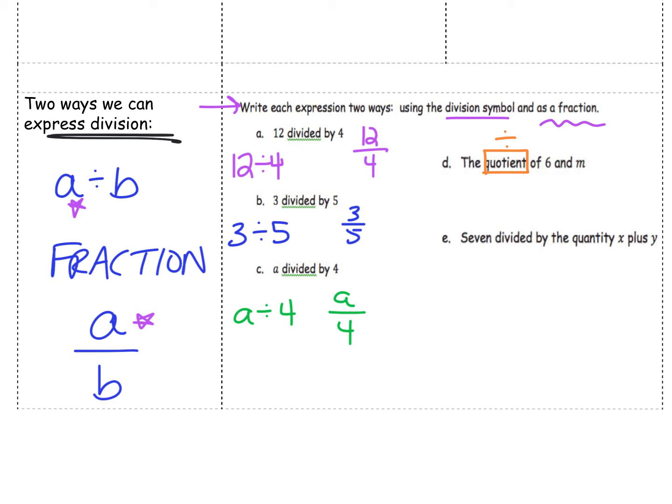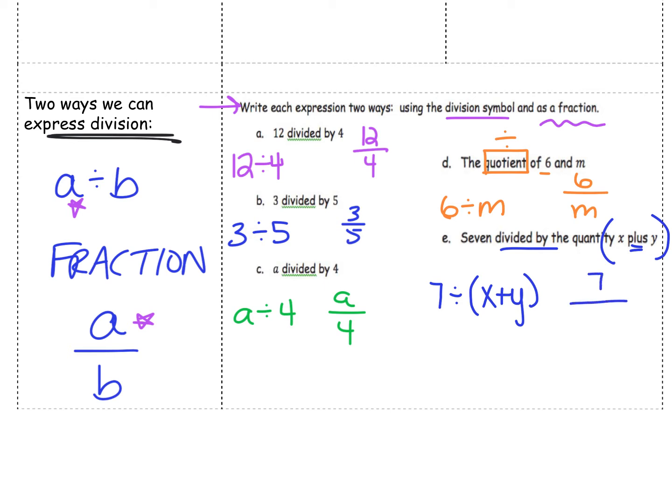Remember, quotient means to divide. First number is going to come first. So it's 6 divided by M. Or we can say 6 divided by M with a fraction. And last, E, 7 divided by the quantity x plus y. Now, if you have out your pink words into math sheet, you know that the quantity implies parentheses. So we're going to put parentheses around everything after that, and we have another word in here, plus. So it's 7 divided by parenthesis x plus y. If I make it a fraction, 7 over parenthesis x plus y.